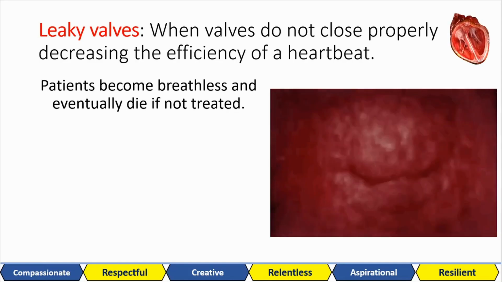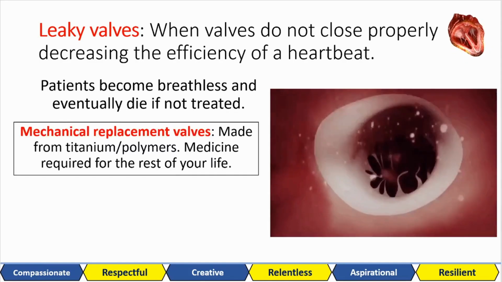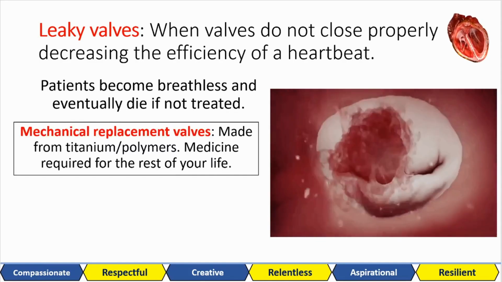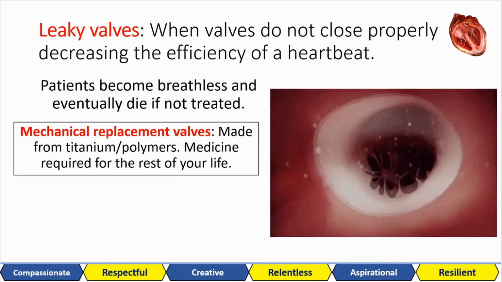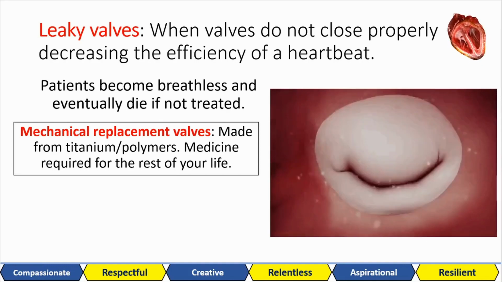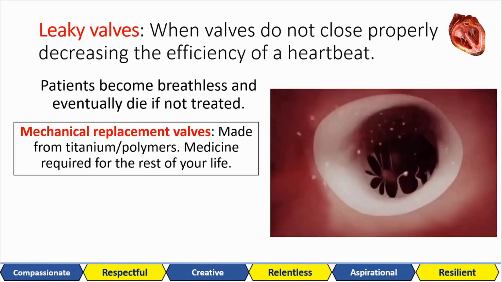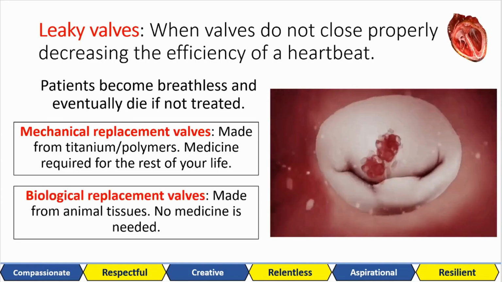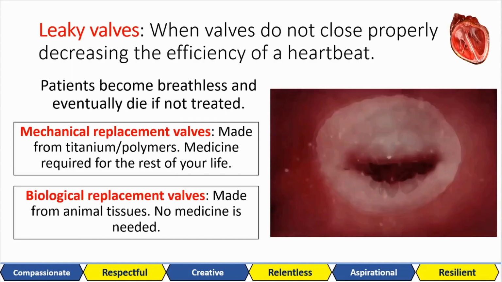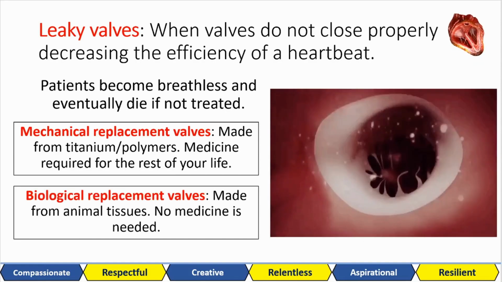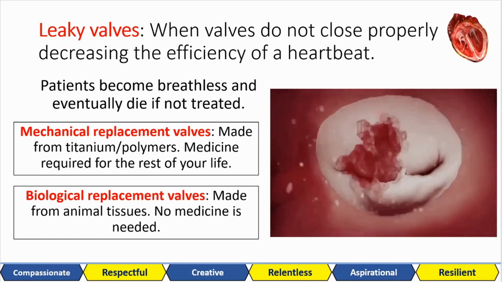We treat this by using either mechanical valves, which are made from either titanium or polymers, but the patient, if they're having a mechanical valve, has to use a medicine for the rest of their lives to prevent blood clots. Or it can be treated by using biological valves, which are made from animal tissue and require no medicine.